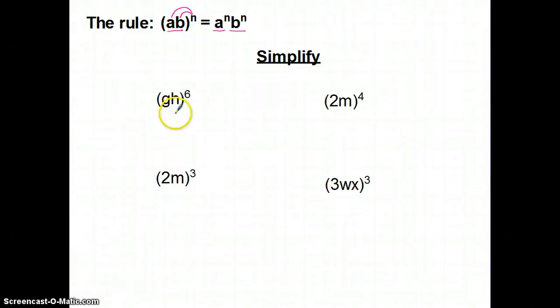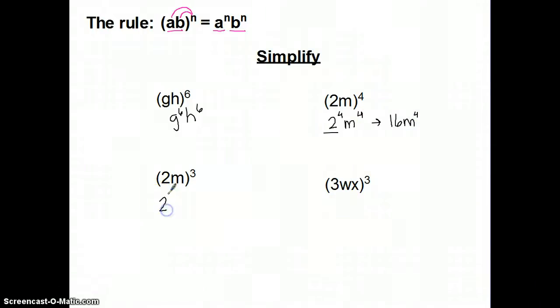For the first one, you should have g to the 6th, h to the 6th. For the second, you should have 2 to the 4th, m to the fourth. When you multiply out that 2 to the fourth, you should get 16 m to the fourth power.